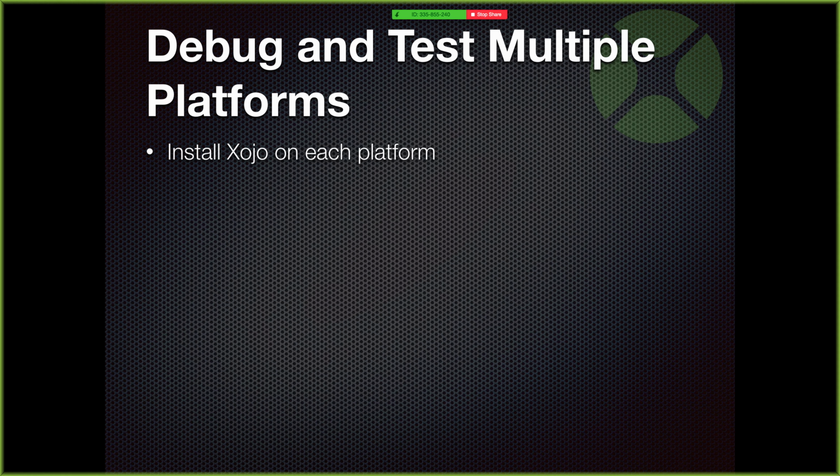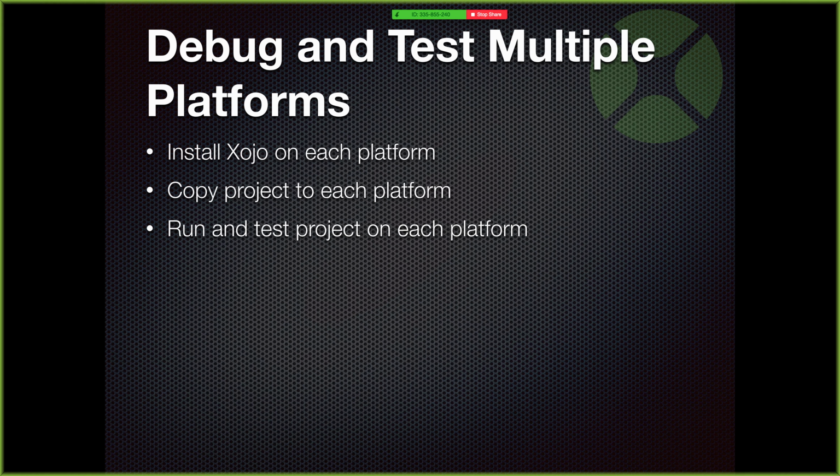Now, an awful way to go about doing that would be to install Xojo on each platform, copy your project to each platform, and run and test the project on each platform. That would be pretty darn tedious. You'd have to have multiple installations of Xojo, multiple copies of your project. Then if you need to make changes, you'd have to go to at least a central place to make changes or have all that stuff properly synchronized. That's just yuck. Nobody wants to do that. And unfortunately, with other tools, you do have to do something like this. But in the case of Xojo, you can just use the Remote Debugger.